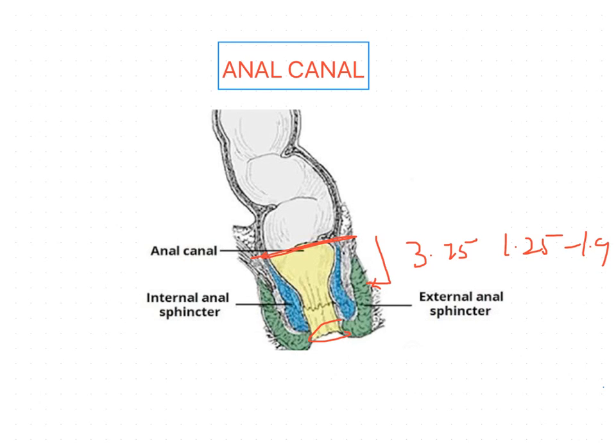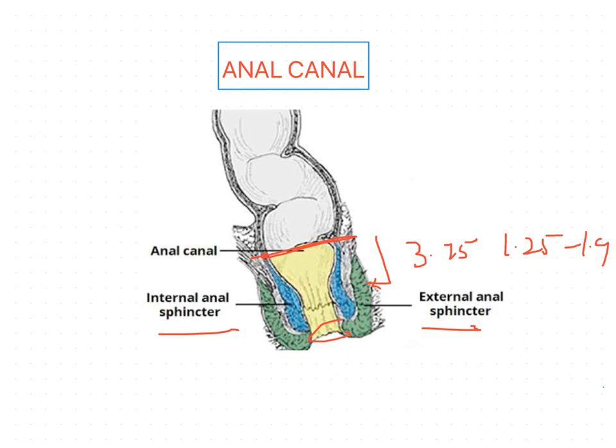Except during defecation, the anal canal is collapsed by the internal and external anal sphincters. The anal canal is surrounded by the internal and external anal sphincters, which play a crucial role in the maintenance of fecal continence.